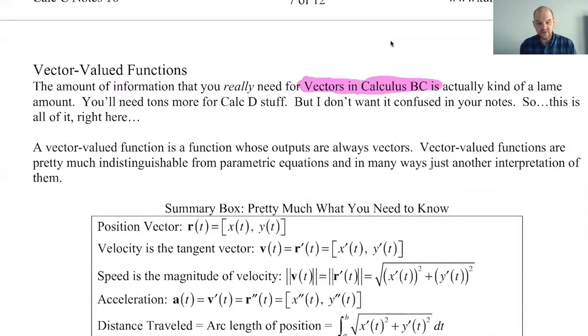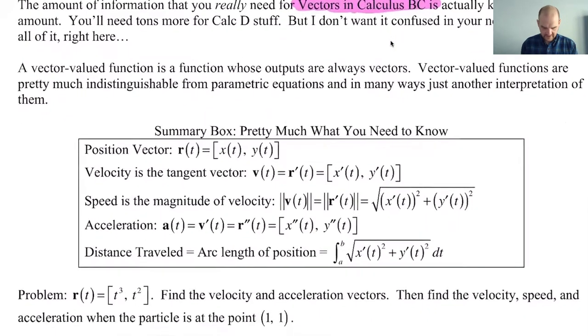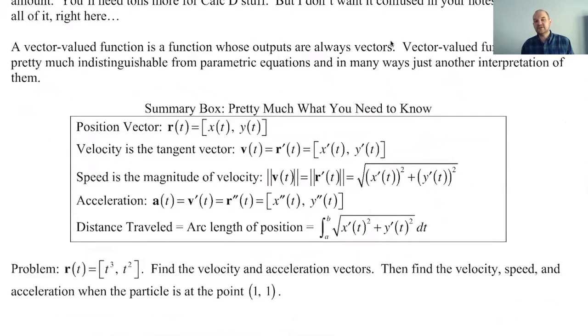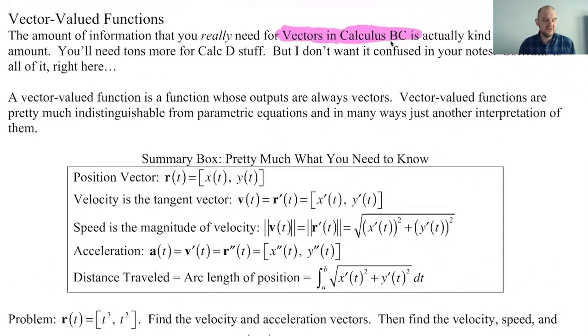There's not much, right? If you have mastered parametrics, you basically have mastered this. There's like one new idea, and I don't even know that it's really new. A vector valued function is just a function that spits out vectors. For our purposes, you don't really need to understand that at this point, but that's what it is.